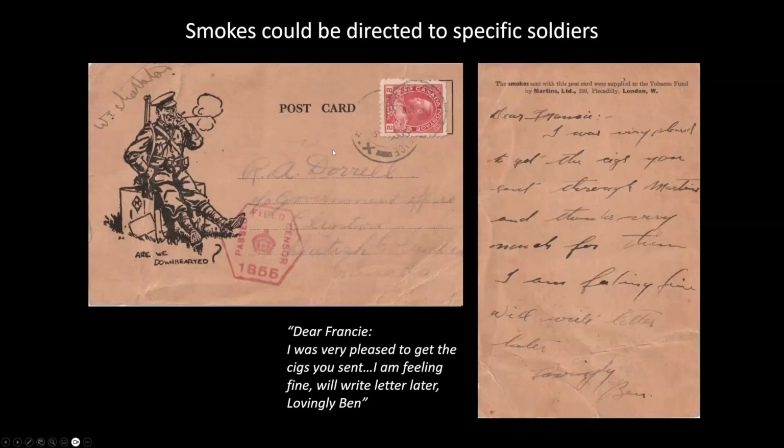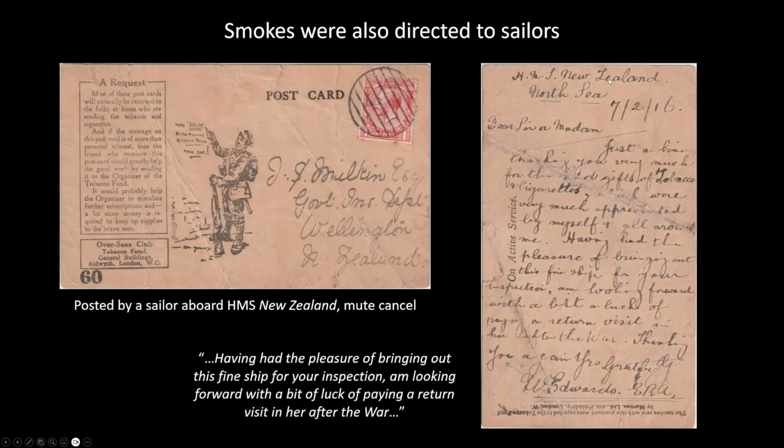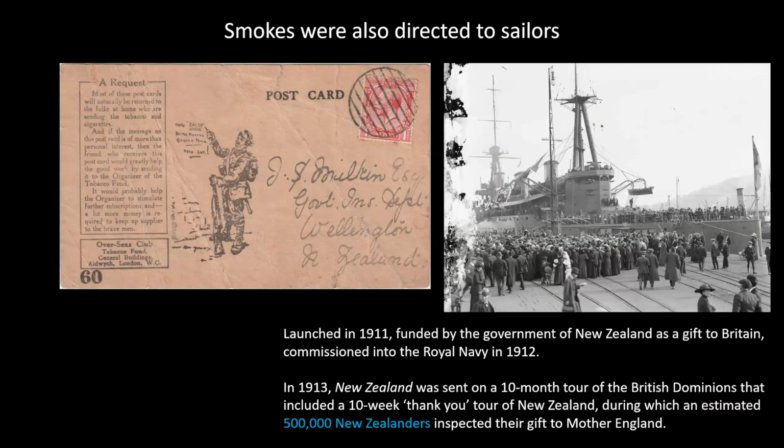So there's no information about the ship or where it was posted on the front, but on the back the sailor has written HMS New Zealand. So I know it comes from a sailor who was working on the HMS New Zealand, and it's got his name down here, LV Edwards ERA. So I dug into the story of the New Zealand a little bit. The HMS New Zealand was actually a ship that was funded by the New Zealand government as a gift to Britain in like 1910, 1911.